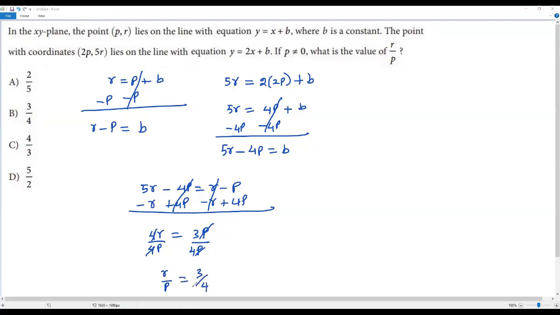Now I got the value of r over p, that is equal to 3 over 4. I find this 3 over 4 in option B. So the correct answer choice for this question is option B.